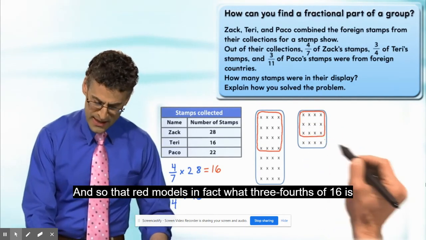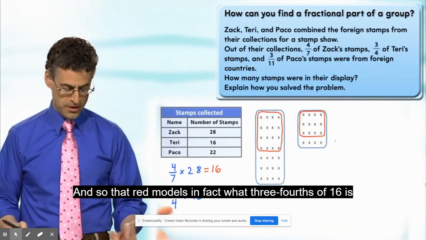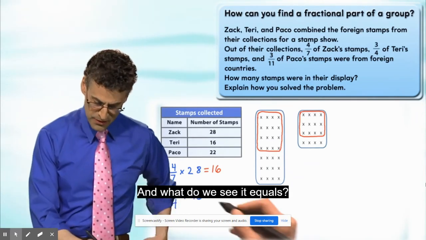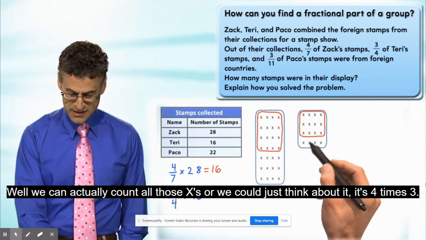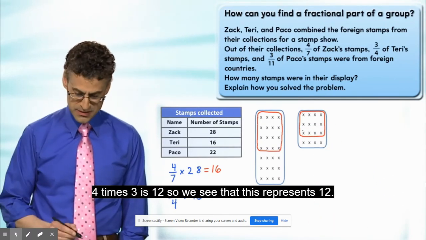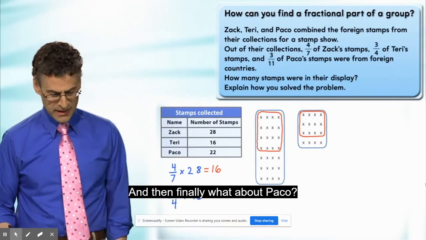And so that red models, in fact, what 3/4 of 16 is, or what 3/4 times 16 equals. And what do we see it equals? Well, we can actually count all those x's, or we can just think about it as 4 times 3. 4 times 3 is 12. So we see that this represents 12. And then finally, what about Paco?